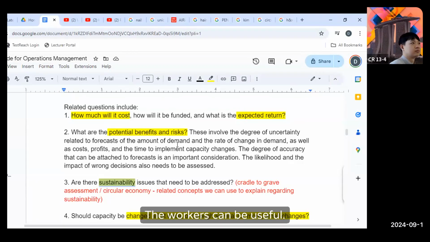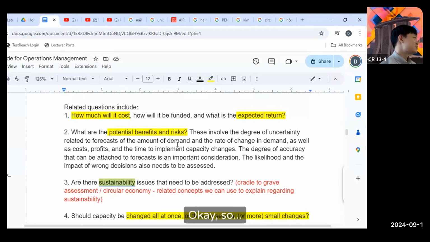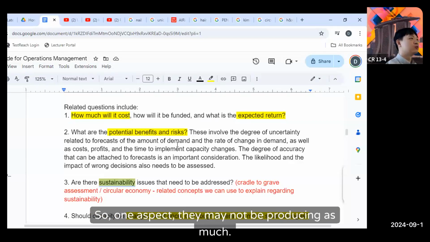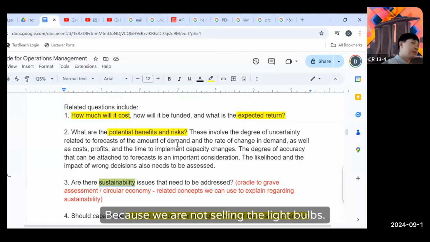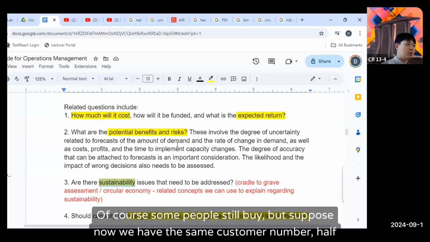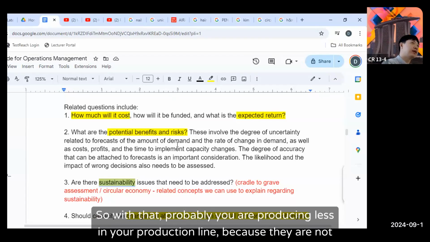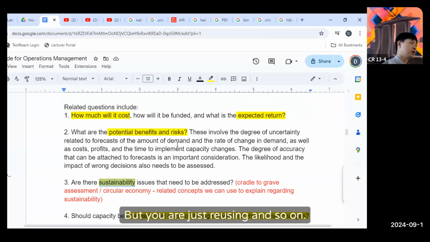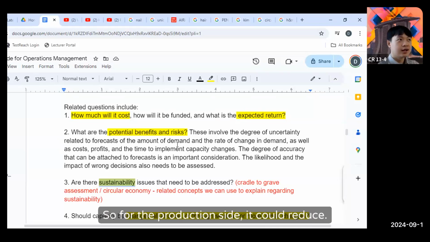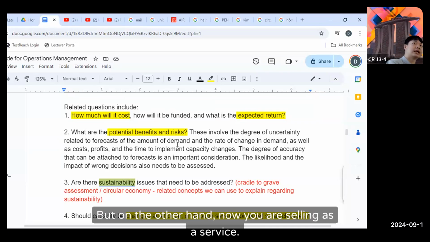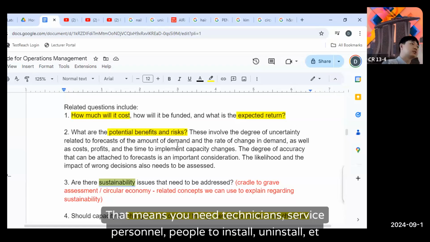The workers can be useful. One aspect, they may not be producing as much because we are not selling the light bulbs. Of course, some people still buy, but suppose now we have the same customer number, half changes to getting it as a service and not as the light bulb itself. So with that, probably you are producing less in your production line because they are not buying, but you are just reusing and so on. So for the production side, it could reduce. But on the other hand, now you are selling as a service. That means you need technicians, service personnel, people to install, uninstall, etc.